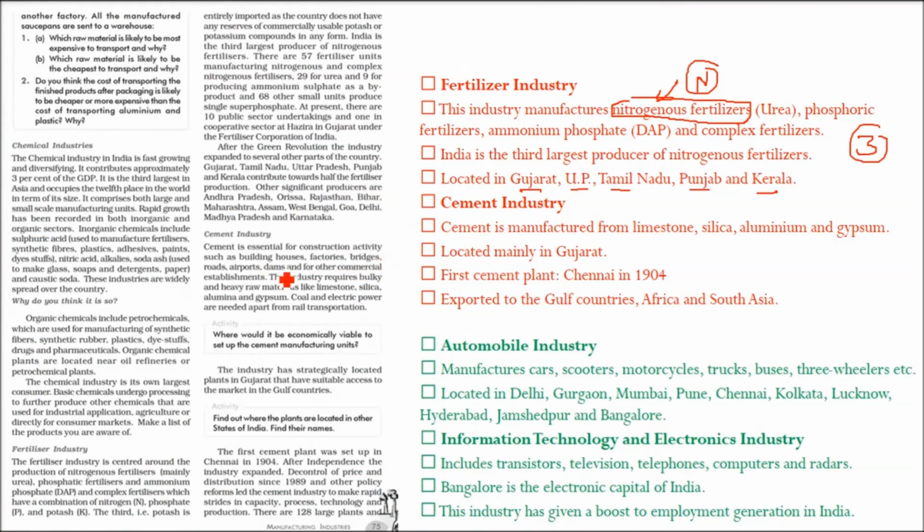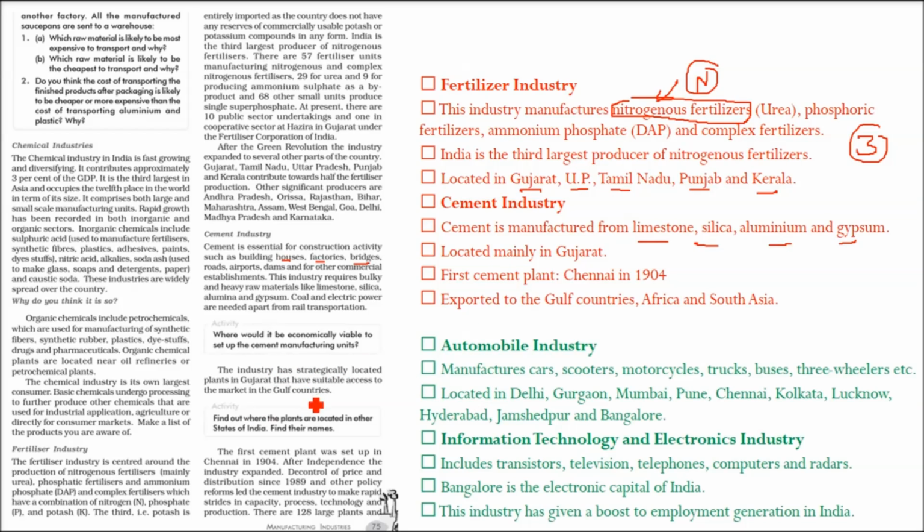So what we were talking about is that cement is very important as far as we build houses, factories, bridges, roads, airports, dams, all the commercial establishments. We use the cement industry. It requires certain bulky, heavy raw materials, as I just suggested: limestone, silica, aluminium and gypsum. And also coal and electric power are employed.